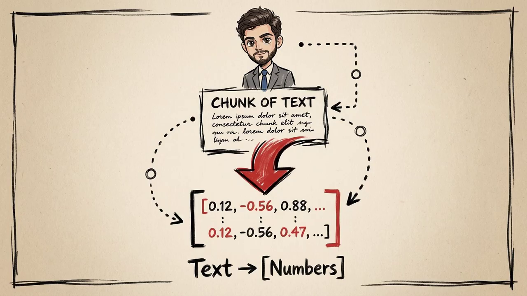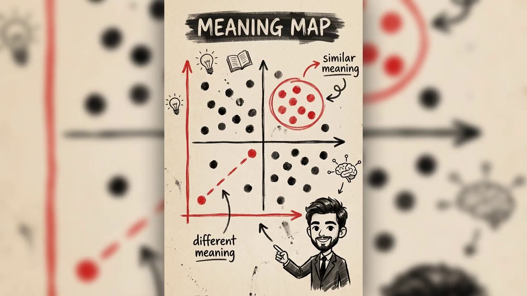Once we have our chunks, we convert them into embeddings. These are numerical representations like coordinates in a vast conceptual space. Embeddings are powerful because they capture the meaning of the text. Chunks with similar meanings will have embeddings that are numerically close to each other.